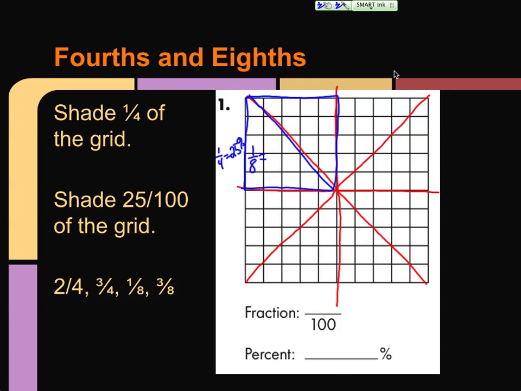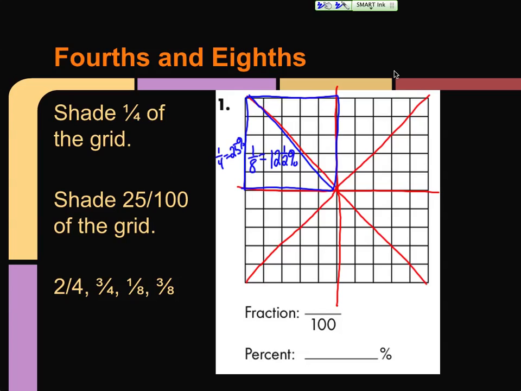If I divide 25 by 2, Kaden? 12 and a half. So 1/8 is equal to 12.5%. Now, I know what 1/8 is.